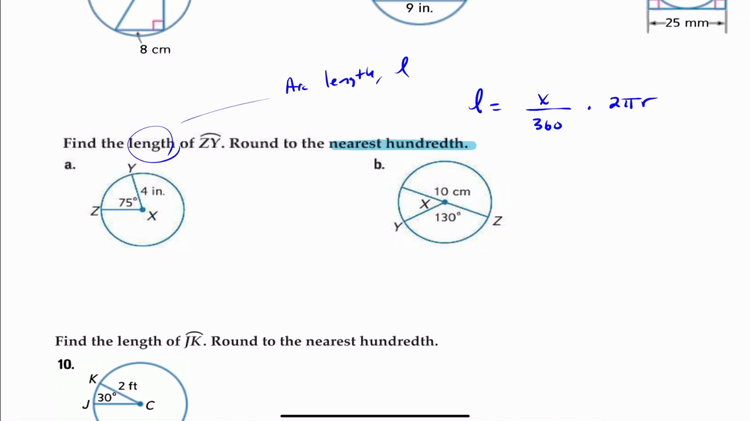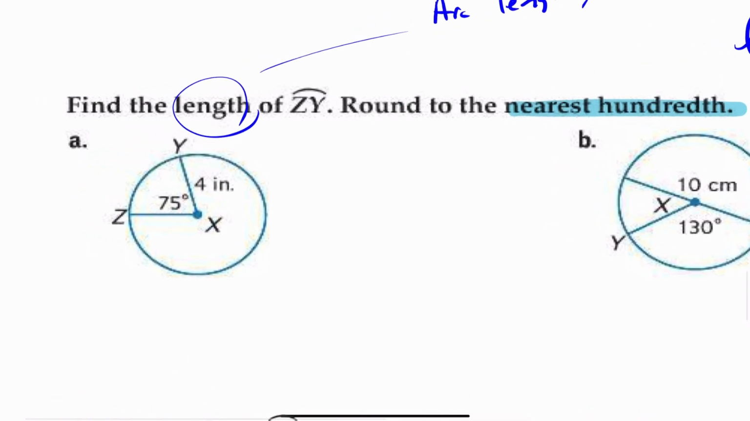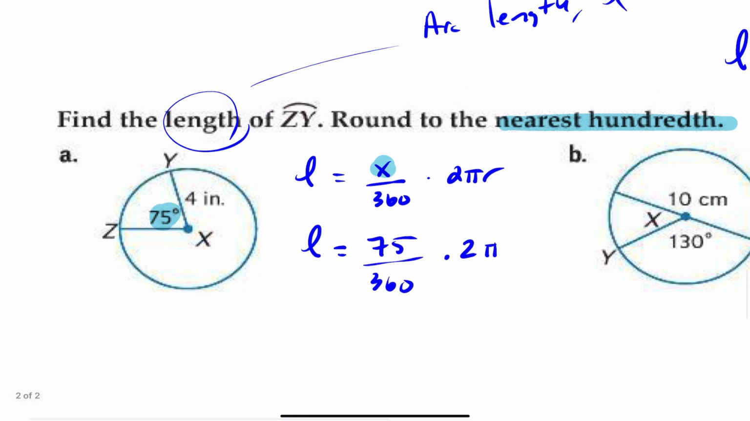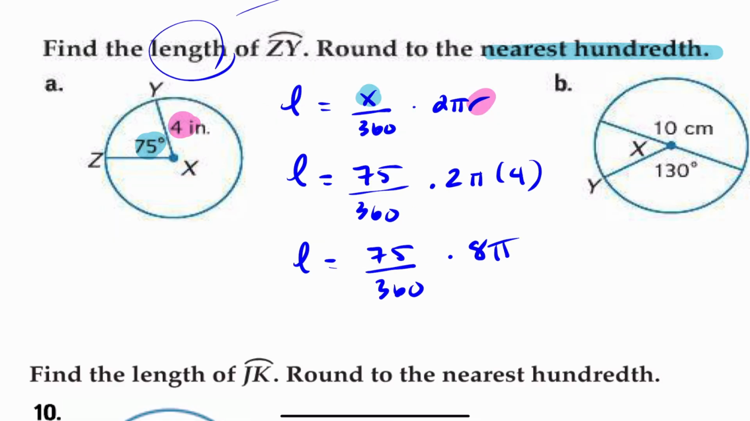Okay, let's do A together. So again, I have L, which is the arc length, equals x over 360 times 2 pi r. And if I wasn't clear enough, I'm sorry. X is basically this, the central angle. It's the central angle out of 360 degrees times 2 pi, the radius. So L equals 75 over 360 times 2 pi, the radius.